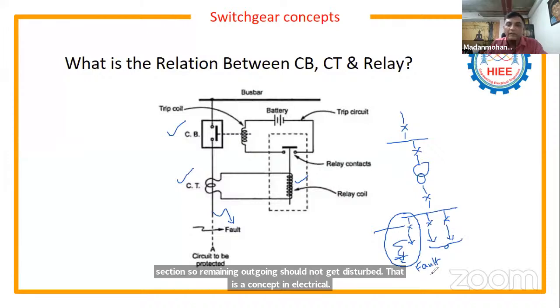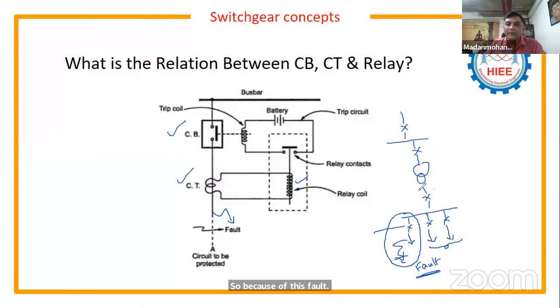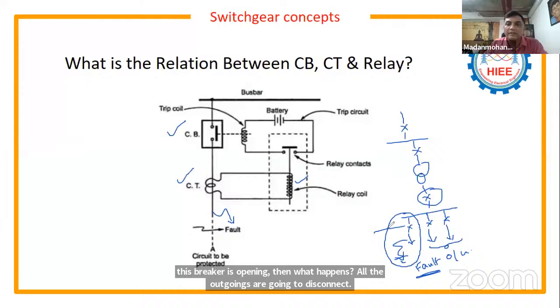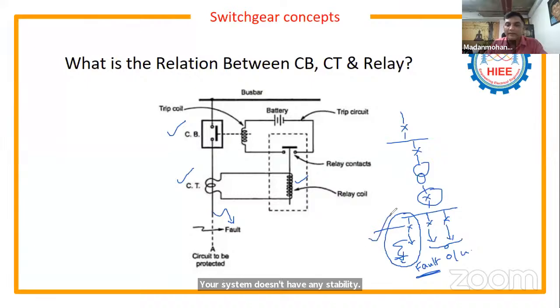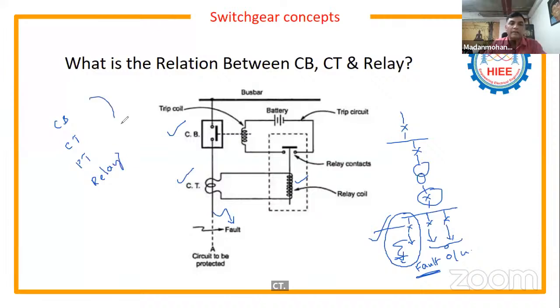Because of this fault, if this breaker is opening, then what happens? All the outgoings are going to disconnect. It means your system doesn't have any stability. So to make this happen, proper coordination between circuit breaker, CT, PT, and relay is required. Unless we are using proper equipments in the electrical system, the faulty section is not going to clear effectively within the timelines.